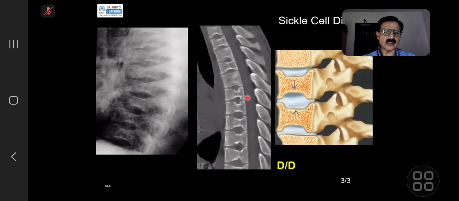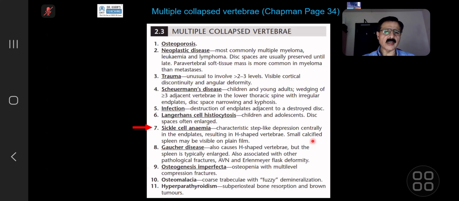On a CT scan, this is how it will look. This is a different case. And of course, as a diagram, this is how it will look. In your book, there is a differential diagnosis for multiple collapsed vertebrae, and sickle cell anemia has a characteristic step-like depression centrally in the end plates, resulting in H-shaped vertebra.